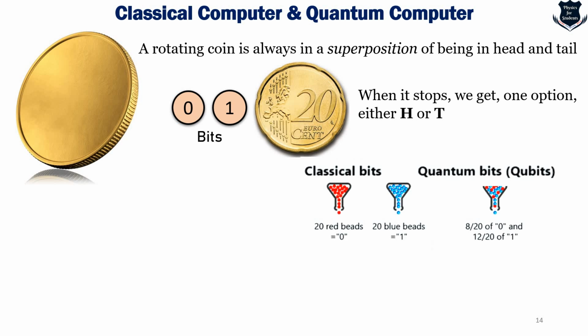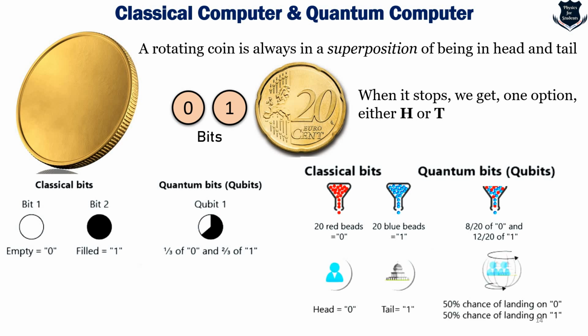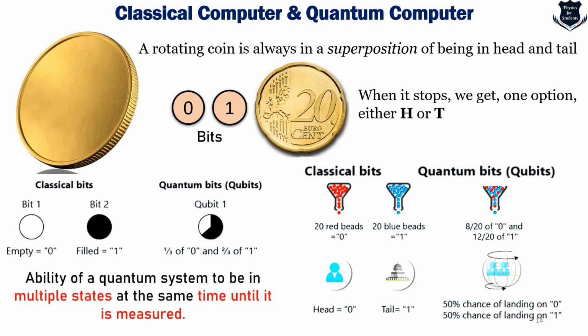Now you see, it is classical versus quantum bits. In classical, we have 20 reds and 20 blue bits equal to 0, 1, and 20 reds equal to 0. In quantum bits, it is 8 upon 20 of 0 and 12 upon 20 of 1. Further, you see this black and white: the empty is 0 and the filled-up bit is 1. But in quantum, we say 1/3 of 0 and 2/3 of 1. Further, we see here a head and tail. There's a 50% chance of landing on 0 and 50% chance of landing on 1.